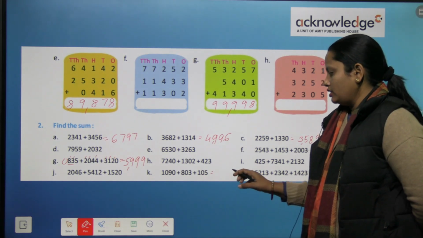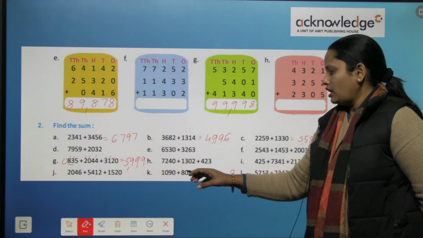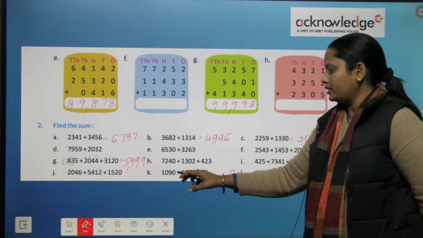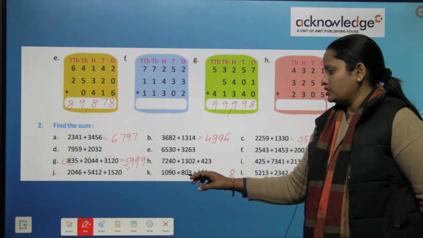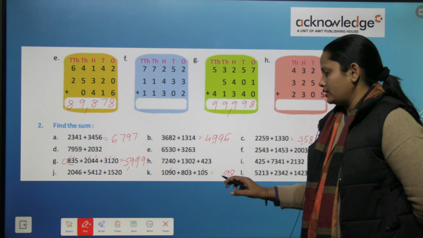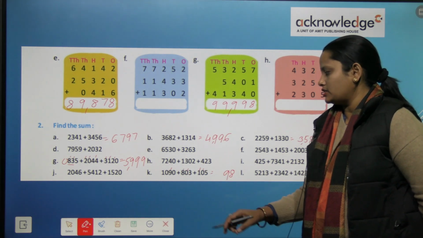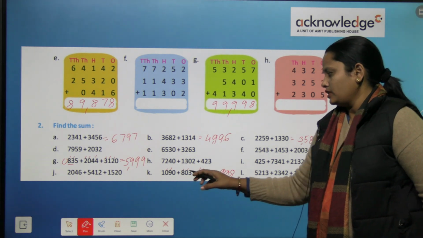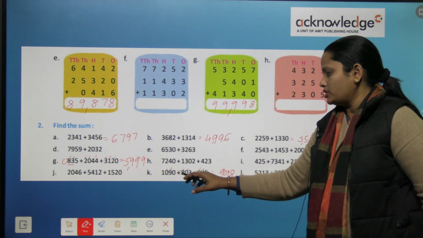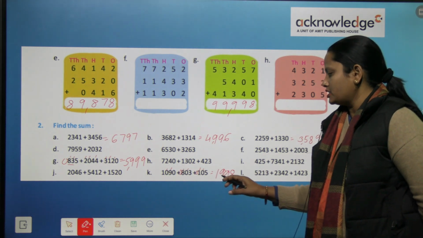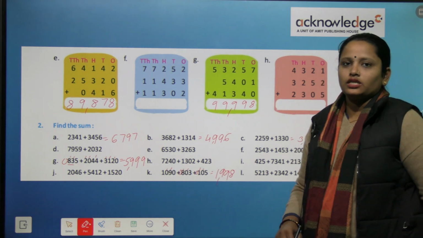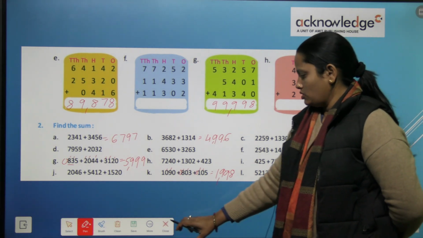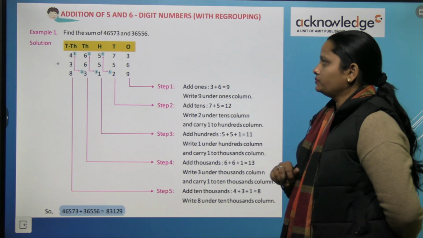Similarly, let's do this one. 5 plus 3, 8. And plus 0 is 8 only. Now, let's add this tens digit. 0 plus 0 plus 9 is 9. Next, 1 plus 8 is 9. 8 plus 1 is 9. And 0. It's 9 here. Again, no digit is here. But only one digit is remaining. So the answer is 1999. So children, like this, you have to add the rest of the questions on your own.